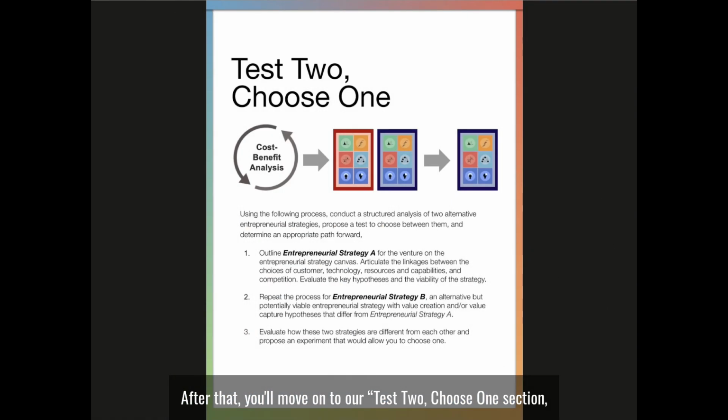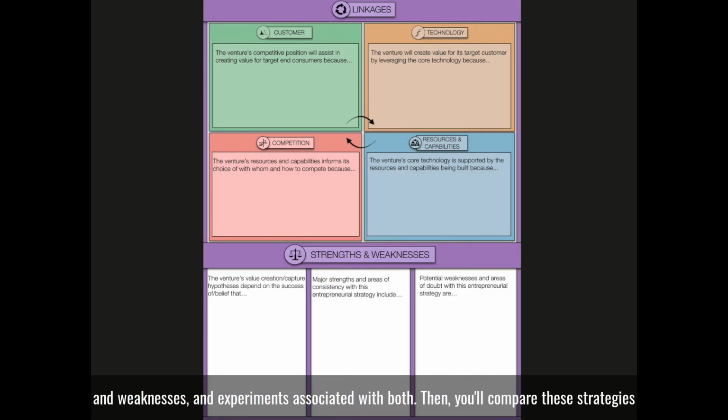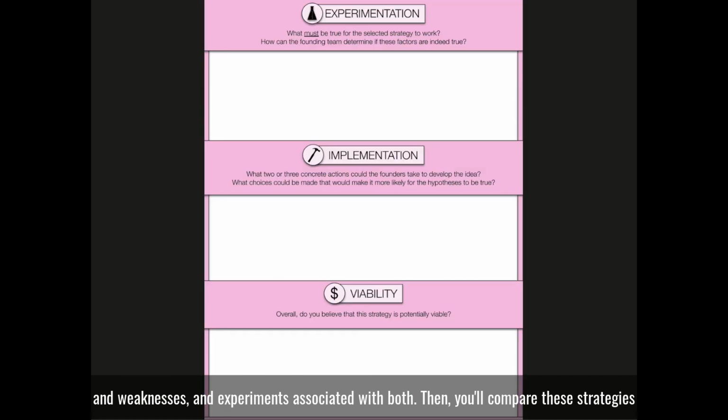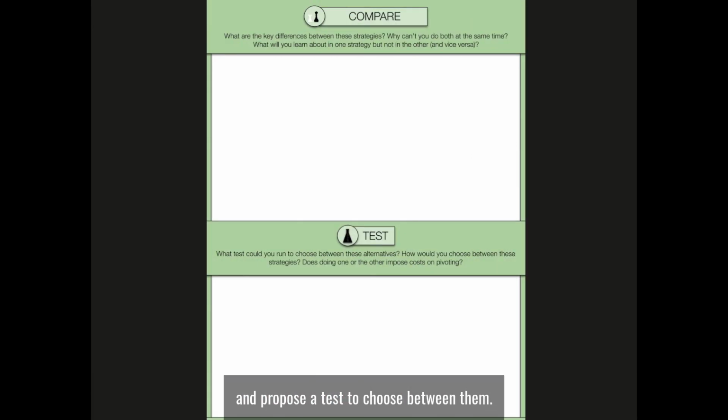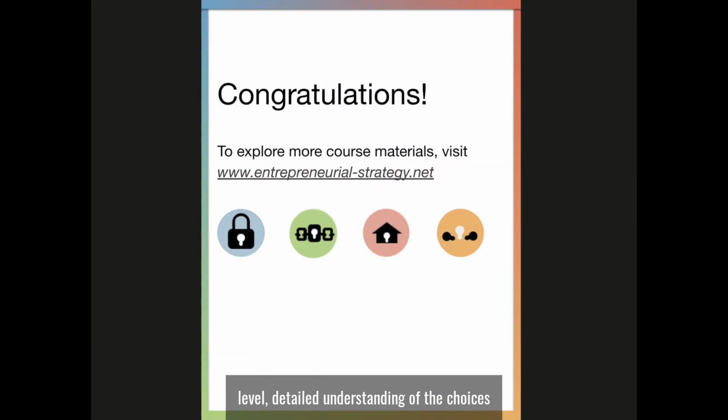After that, you'll move on to our Test 2 Choose 1 section. And first, you'll go through an analysis of 2 alternative strategies. To develop a deeper understanding of each, you'll examine linkages, strengths and weaknesses, and experiments associated with both. Then, you'll compare these strategies and propose a test to choose between them. And finally, you'll conclude the section by choosing one that is more viable and better aligned with the team's passions and advantages. Once you wrap up this section, our hope is that you will have a high-level, detailed understanding of the choices and strategies available to your venture and how they can be leveraged to reach success.